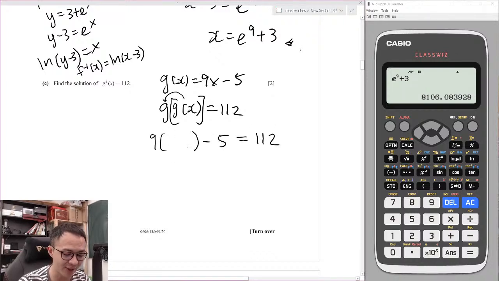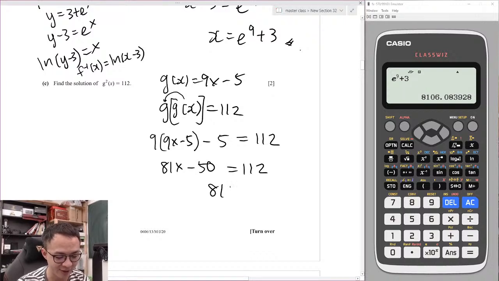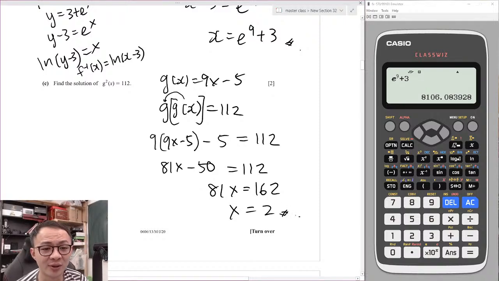What's the g(x) inside here? It's 9x minus 5. So this is 81x minus 45 minus 5 equals 112. 81x equals 162. x equals 2. Alright, this one is actually quite easy.